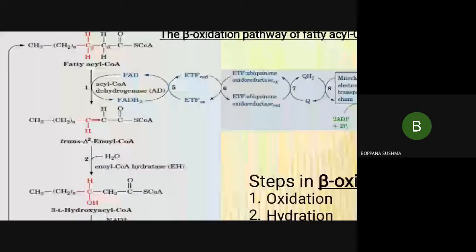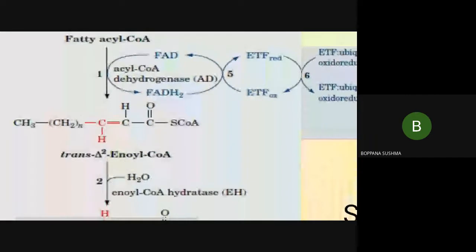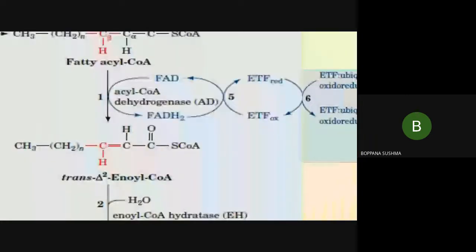Fatty acyl CoA is oxidized into trans delta 2 acyl CoA. That is the first step. What is the enzyme here? Acyl CoA dehydrogenase. In the first step, fatty acyl CoA is oxidized into trans delta 2 acyl CoA by the enzyme acyl CoA dehydrogenase. Here FAD undergoes reduction to form FADH2. That is the first step. The first step is the oxidation step.